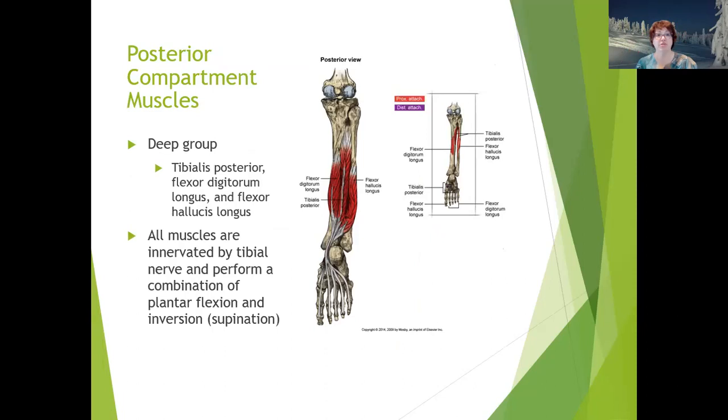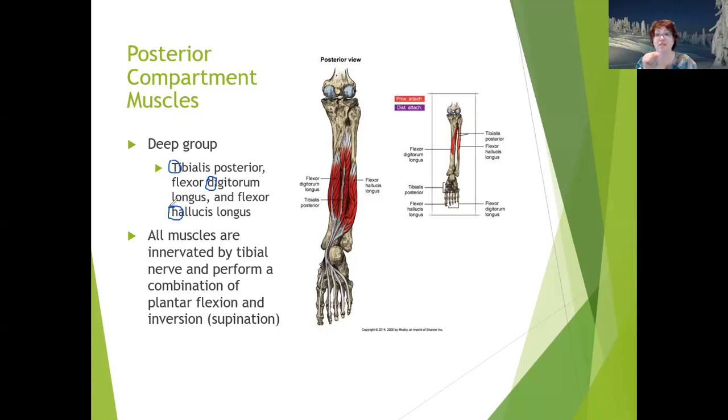The deep posterior compartment group consists of the tibialis posterior, the flexor digitorum longus, and the flexor hallucis longus. Some people give these muscles the nickname of Tom, tibialis posterior, Dick, digitorum longus, and Harry. Tom, Dick, and Harry are their nicknames. They go around the medial malleolus. So the fibularis longus and brevis go around the lateral malleolus. The tibialis posterior, flexor digitorum longus, and flexor hallucis longus go around the medial malleolus.